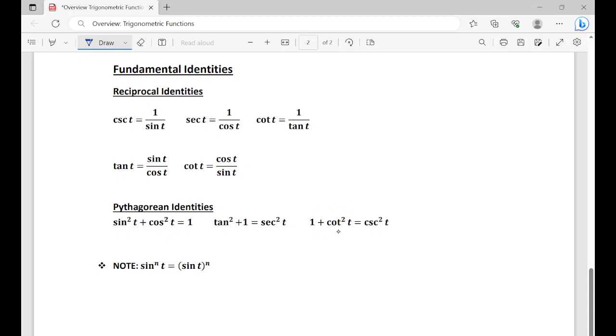And the last one, 1 plus cotangent squared equals cosecant squared, is just dividing the first Pythagorean identity by sine squared on each term to get this. So you don't need to know all three, you just need to know the first one and divide by either sine or cosine squared on each term to get the other two. And of note, sine raised to the nth of t is just sine t raised to the nth power. So if you have these powers here, if it's outside in a parentheses with the power there, it means the same thing.